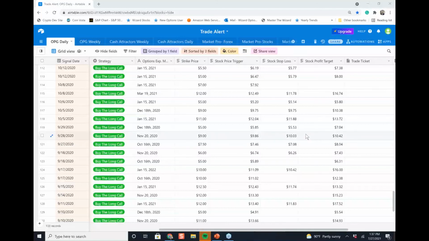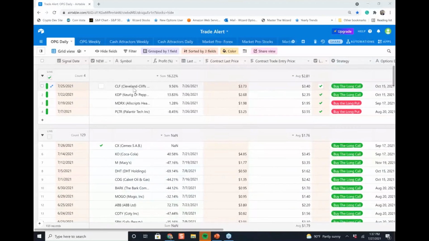We have a call on CLF, a call on Dr. Pepper. We have 2 puts, one on MDRX, one on Palantir Technologies, right? So these are through yesterday. This is what the performance was. Today there's a pullback, so these will probably be a little lower.